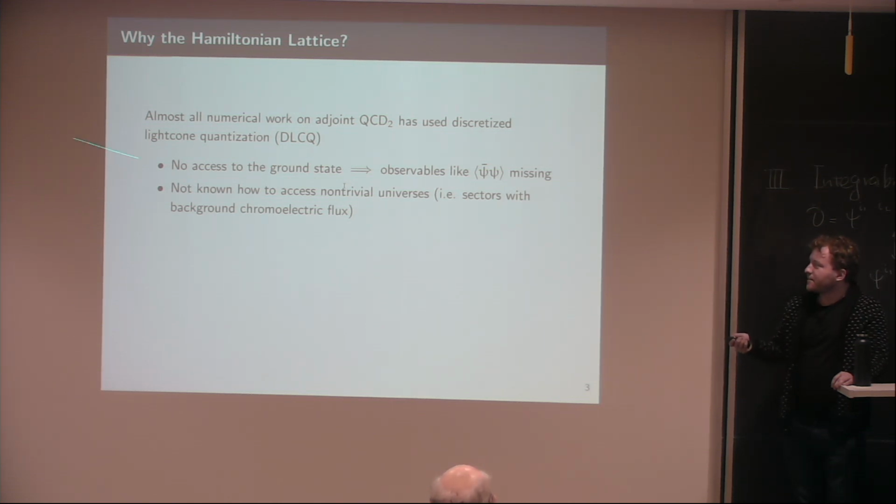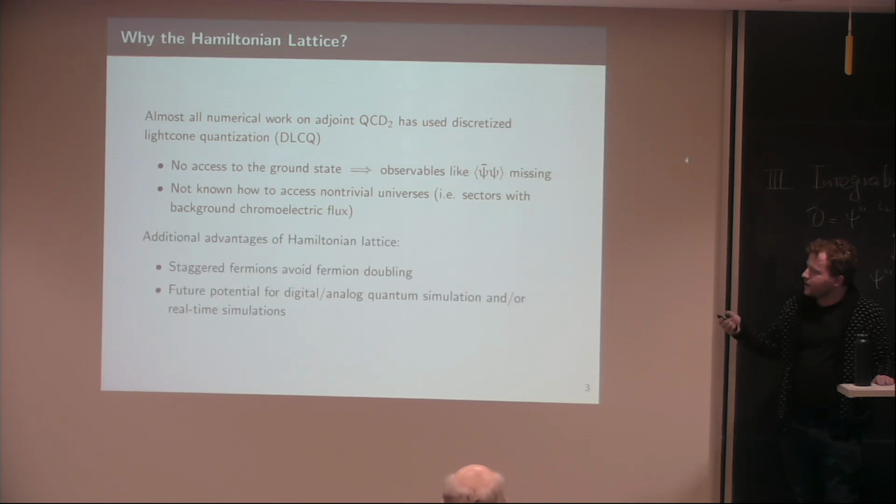One of these is that we don't really have access to the ground state, so we can't measure observables like, say, the fermion bilinear condensate. That's one limitation. Another is that it's not really known right now how to access the topologically non-trivial universes using the light cone quantization method. Not to say that it's impossible, but it's not really known how to do it.